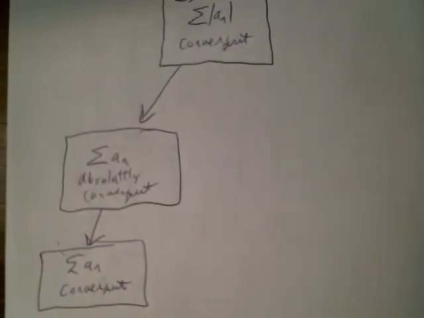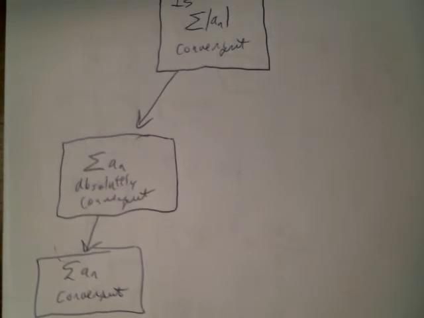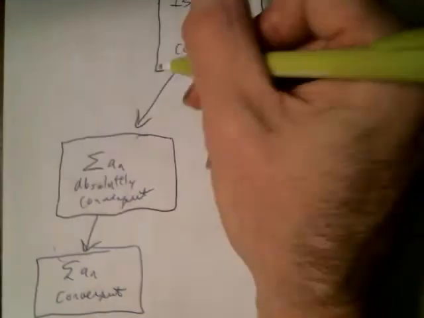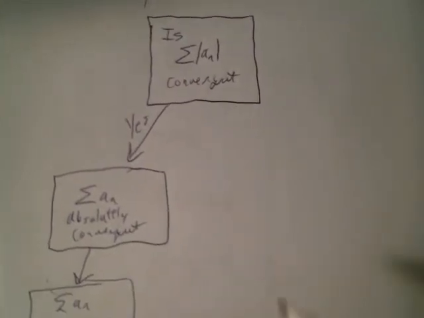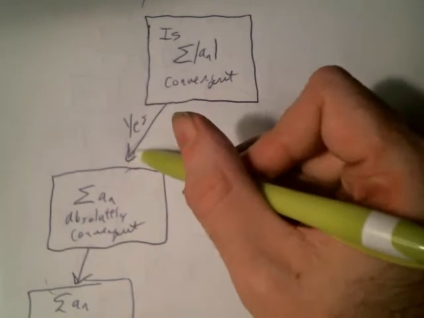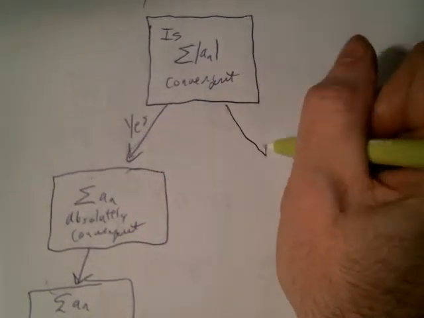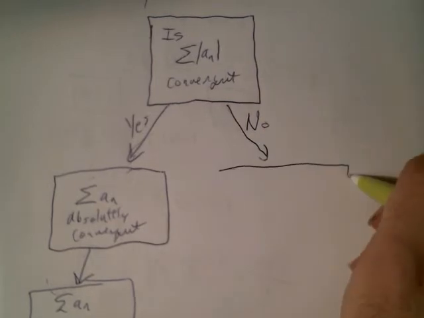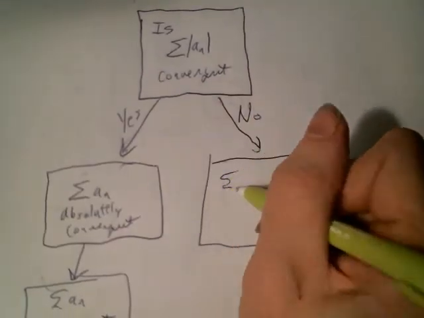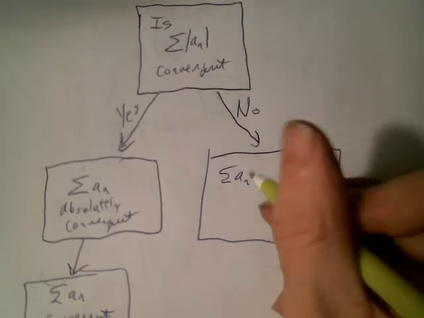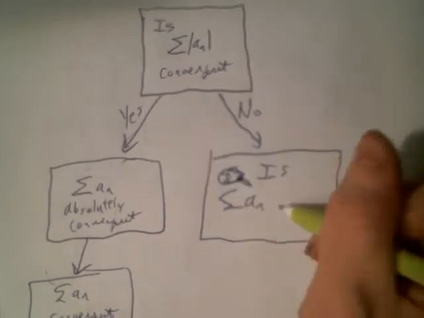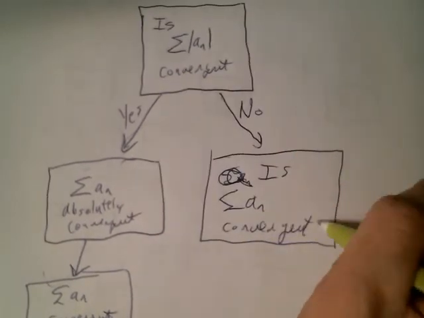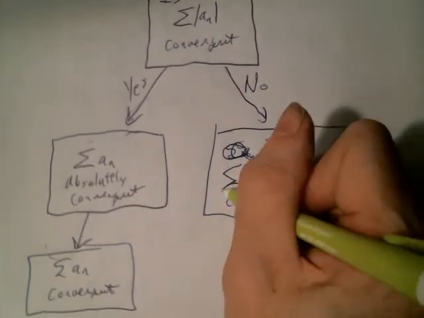It's a quick way, if you can look at one of these and imagine the absolute value of the terms of the sequence, say, oh, that looks familiar, then you can do this test and you'll know your answer. So if this is convergent, it's like a flow chart, yes, then you go here. If no, then you have to do another kind of inspection. You have to look to see if the original series is convergent using your usual tests. Is the series a sub n convergent?